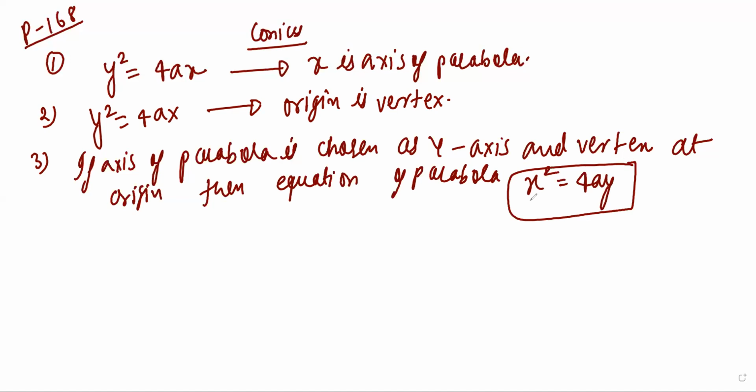In this case, focus will be what? Focus will be 0 comma b, and the next focus will be 0 comma minus b, right?